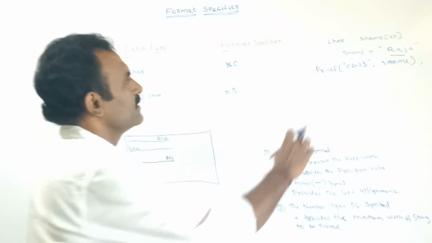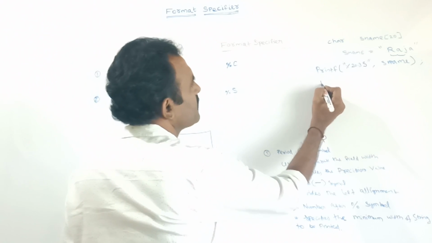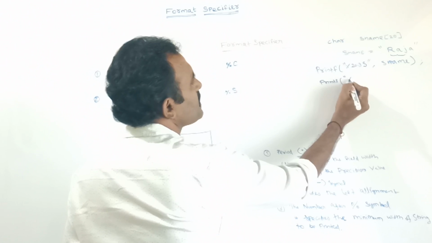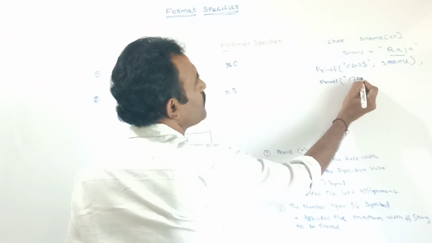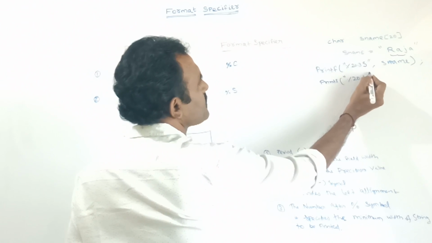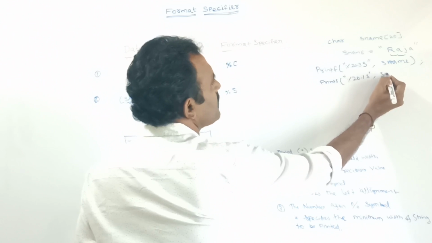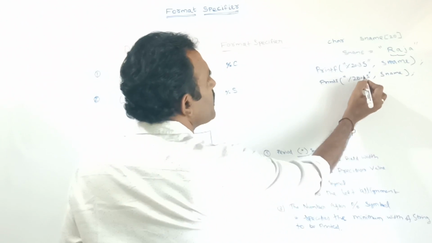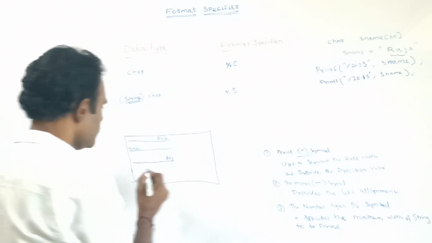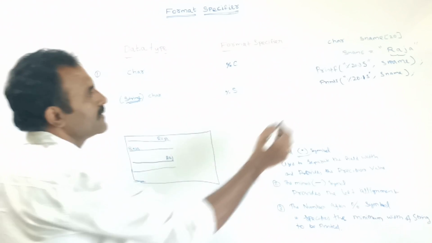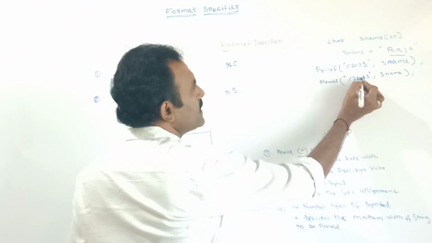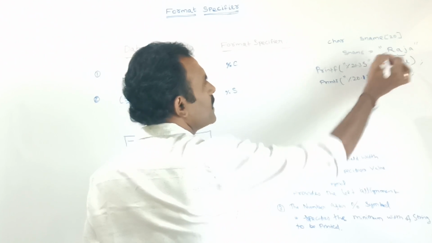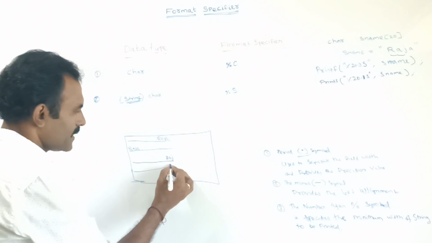Suppose I am telling to printf percentage 20.1 s, comma, s name, student name. Here 20.1, totally it will take 20 spaces. Here in the name it takes the precision, that is letters, one letter only. Here it will print it as R.